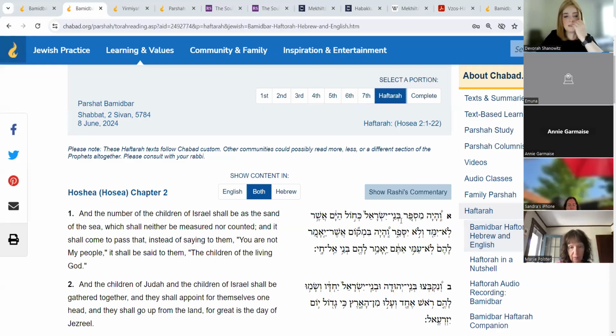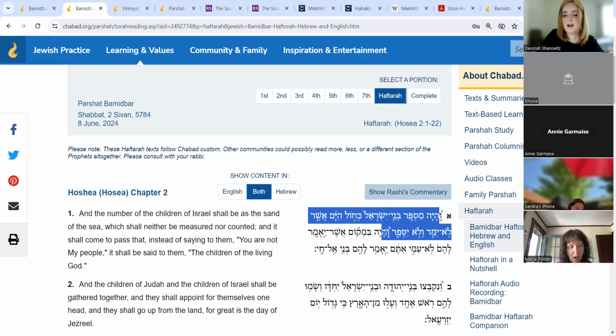So here we have the Haftorah for Bamidbar. As you see, this is Parshas Bamidbar, and we are in the section of Haftorah. And as I mentioned, the Haftorah begins like the Torah portion begins, V'haya Mispar B'nei Yisrael K'chol Hayam Asher Lo Yimad V'lo Yisafer, that the Jewish people are going to be as numerous as the sand in the sea, which will not be able to be counted. Obviously, this is not for now, but it's a promise for the future.